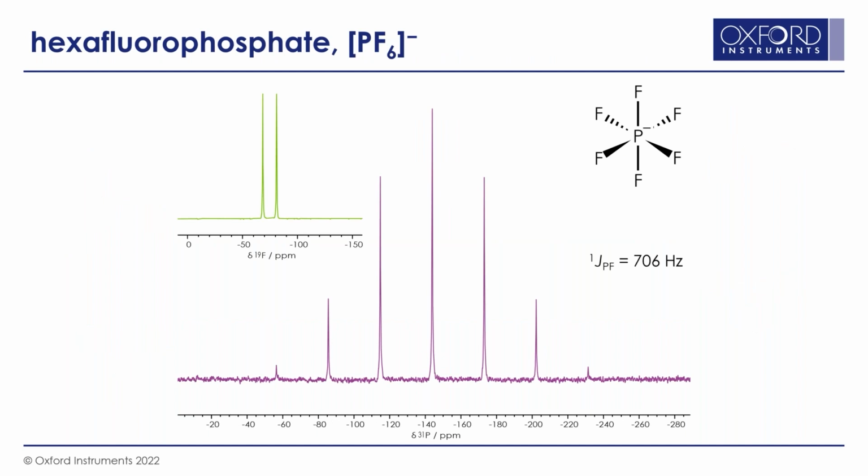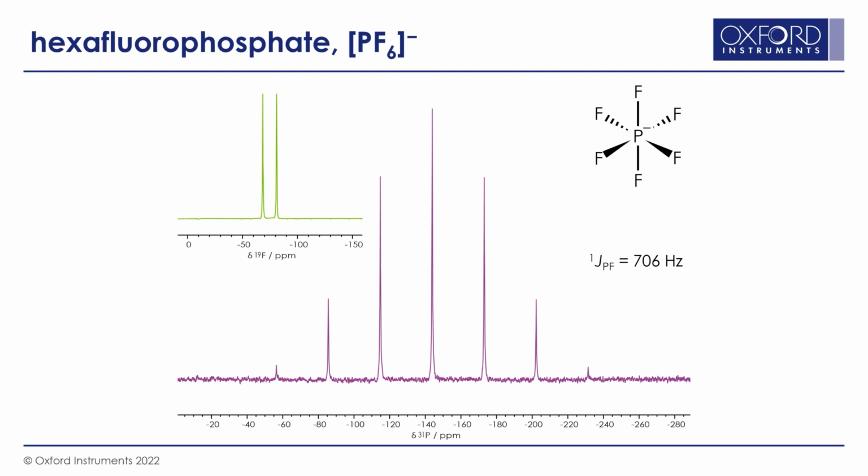Another common use of phosphorus-containing compounds is as weakly coordinating anions. For example, the use of hexafluorophosphate as an anion in lithium-ion batteries. Hexafluorophosphate is an octahedral molecule with the phosphorus atom surrounded by 6 equivalent fluorine atoms. Therefore, applying the n+1 rule and considering Pascal's triangle, you'd expect to see a septet in the phosphorus-31 NMR spectrum, with the signal made up of 7 peaks with relative intensities in a 1 to 6 to 15 to 20 to 15 to 6 to 1 ratio. And that's exactly what's shown here.